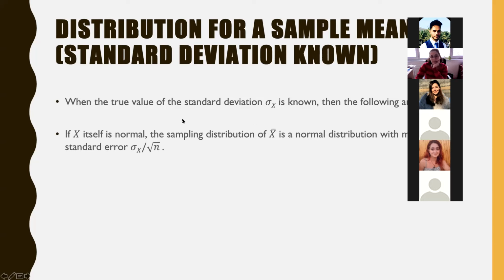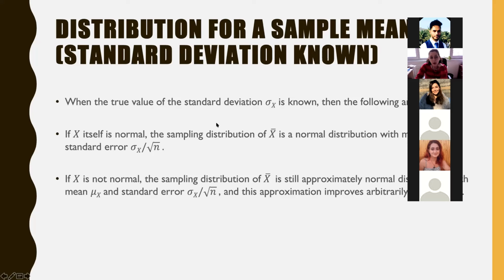So if x itself is normal, the sampling distribution of x bar is a normal distribution with mean mu x and standard error sigma x over square root n, okay? So here is what we can say about the distribution of our x bar. If x is not normal, the sampling distribution of x bar is still approximately normal with mean mu x and standard error, and this approximation improves arbitrarily as n goes to infinity. Okay?